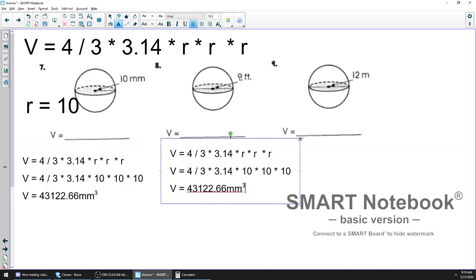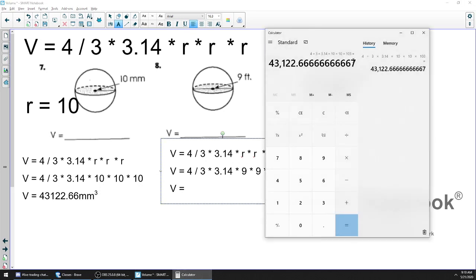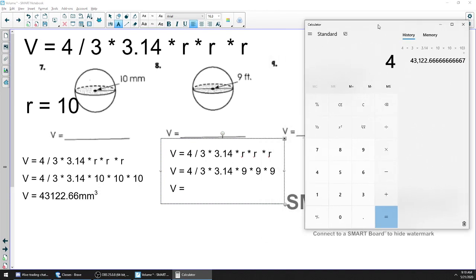What is my radius? 9. So wherever I see an r, the radius, I'm going to plug in 9. Let's see what happens when we change the radius just by one digit. This was a 10, this is a 9. Let's see how different the volume is. So again, 4 divided by 3 times 3.14 times 9 times 9 times 9.